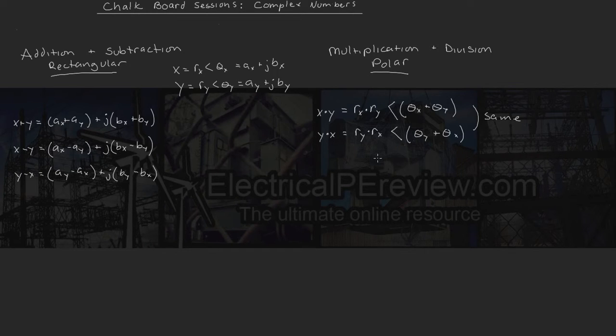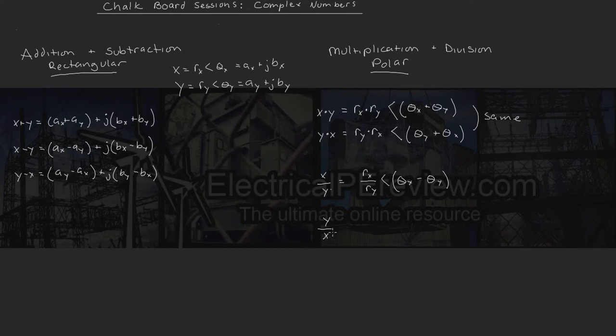Now division gets a little different, so let's look at first x divided by y. This time we're going to divide our magnitudes, so Rx divided by Ry. However, instead of doing multiplication like we did on the top between the angles, we're going to subtract them. And it's always going to be the top angle minus the bottom angle. So theta x minus theta y.